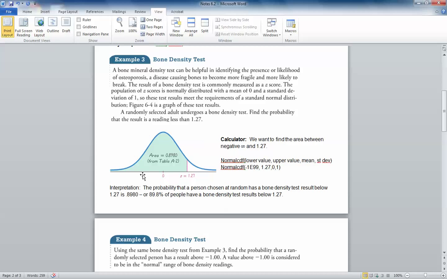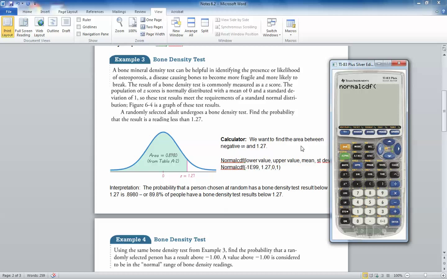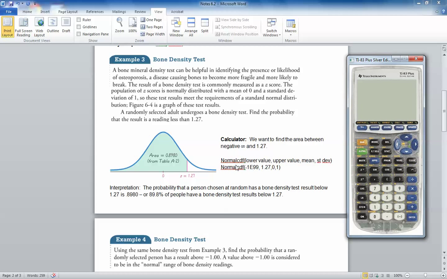So the first thing we do is draw a picture of the standard normal, find our z-score of 1.27, and shade in the area that we're trying to find. On the calculator, for our normalcdf, we have to type in a lower value. We have to type in the interval where we want it to calculate the area. So we need a lower value, an upper value, a mean, and a standard deviation. So in this case, we want to find the area between negative infinity, because remember that the normal curve never actually touches the x-axis. So we're going from negative infinity to 1.27.